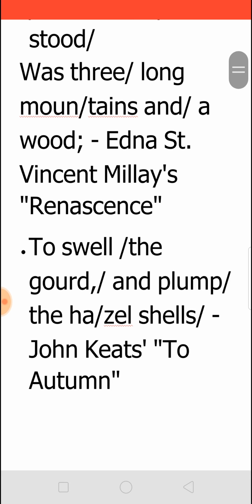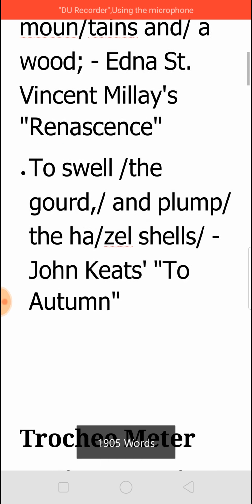And you can actually give a lot of examples for iambic meter, because many poems are written in that only. And John Keats, To Autumn: to swell the gourd and plump the hazel shells. So when you pronounce it, when you give a pause and you pronounce it, you will know that the stress is given only for the second syllable and not for the first syllable.